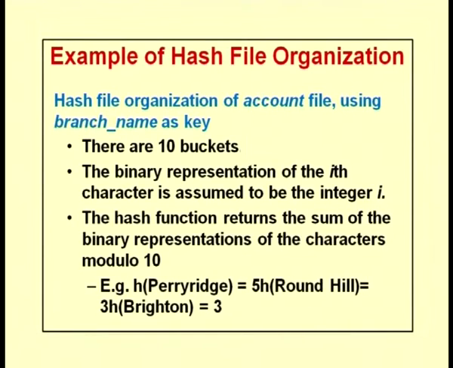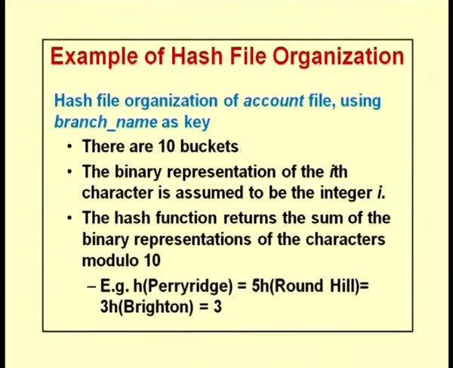So, the hash function returns the sum of the binary representation of the characters modulo 10. So, H of Perry Ridge, for example, will be equal to 5, H of Round Hill equal to 3, H of Brighton is equal to 3. So, how you do this is, for Perry Ridge, you take the characters P, E, R, R, each of those characters, and then take the binary representation of that.